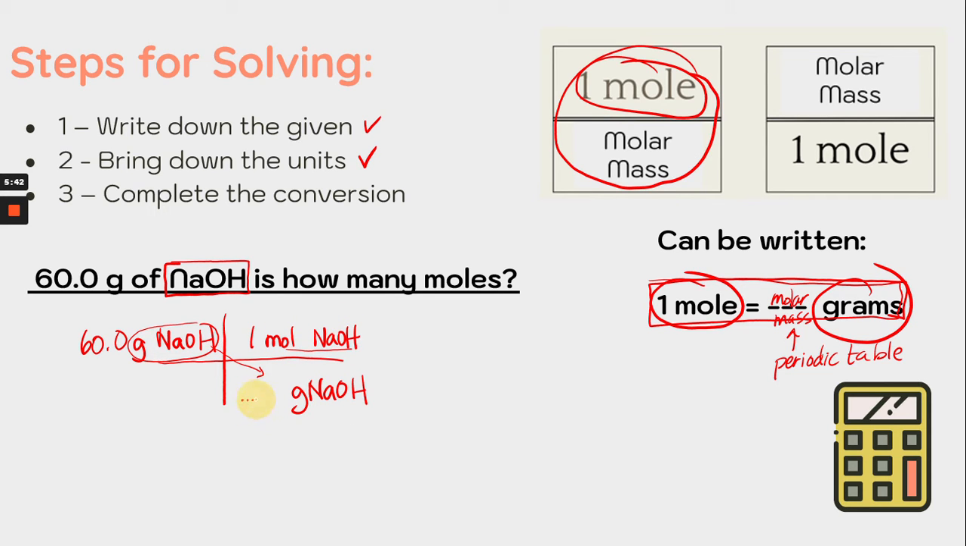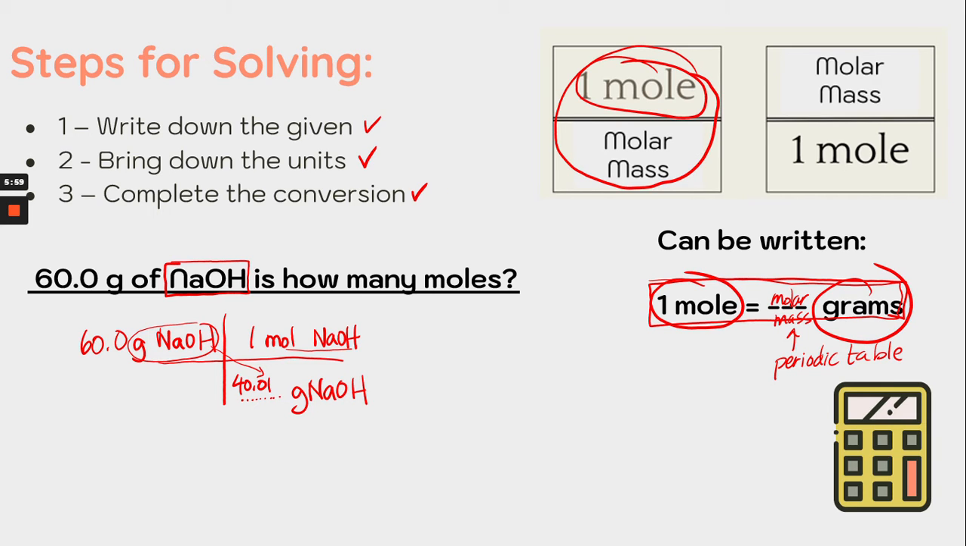Now I need to look this number up. Remember that it comes from the periodic table. We're going to round it off to 2 numbers. So I looked it up and I got 40.01. So I've completed the conversion, check?